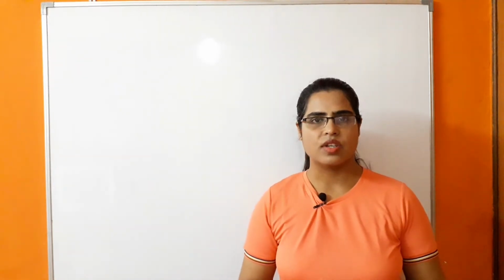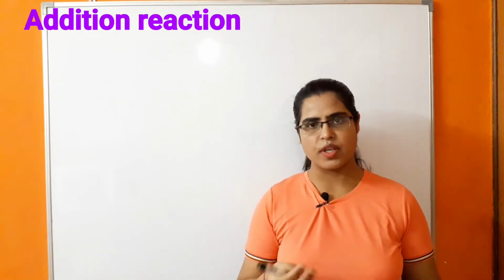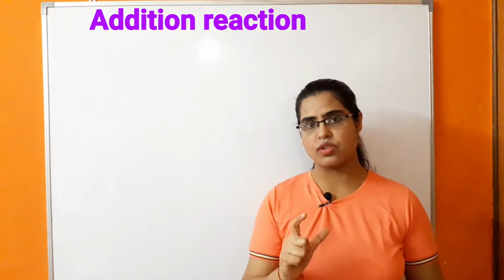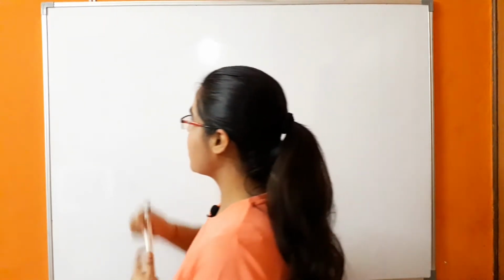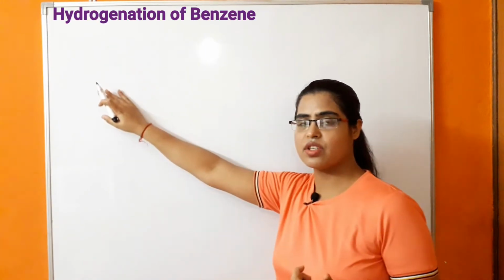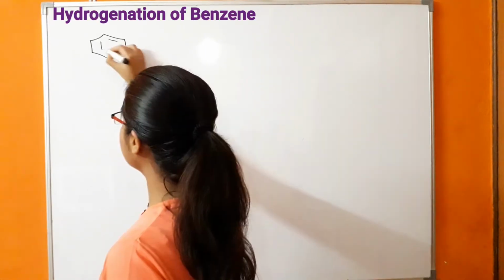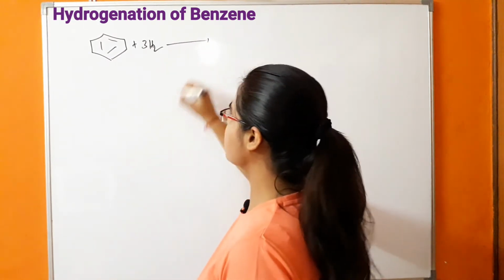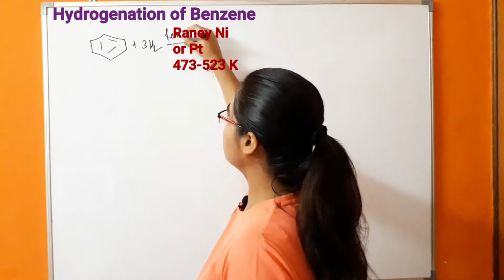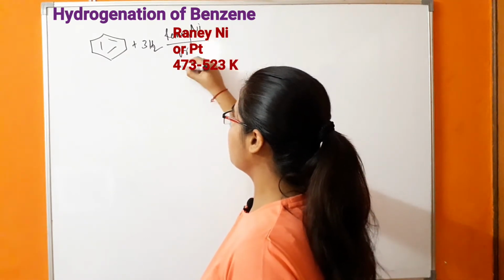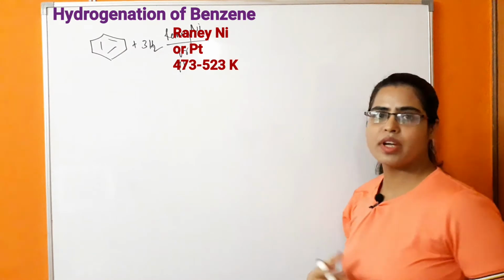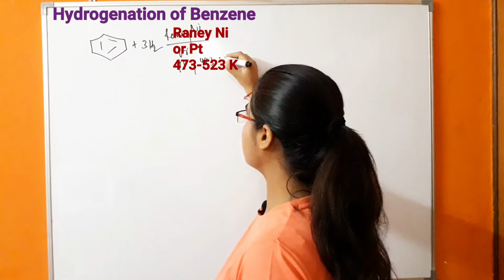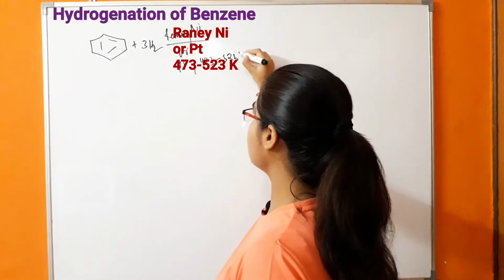But in drastic conditions, arenes give addition reactions. There are a few examples of addition reaction which we studied earlier in determining the structure of benzene. The first reaction we will study is the reduction of benzene. Benzene, when reacted with hydrogen in the presence of a catalyst, either nickel or platinum, either of these two catalysts can be used. The temperature of the reaction is 473 to 523 Kelvin.